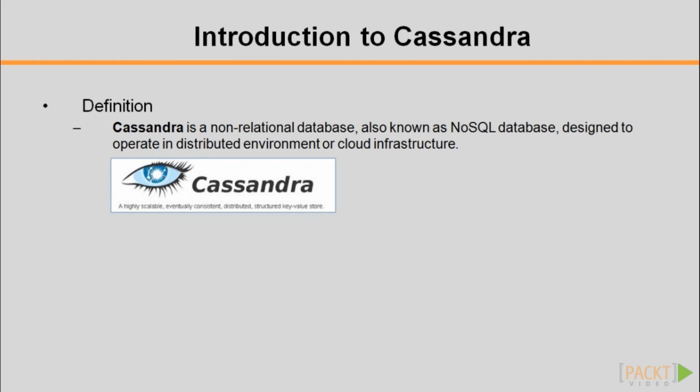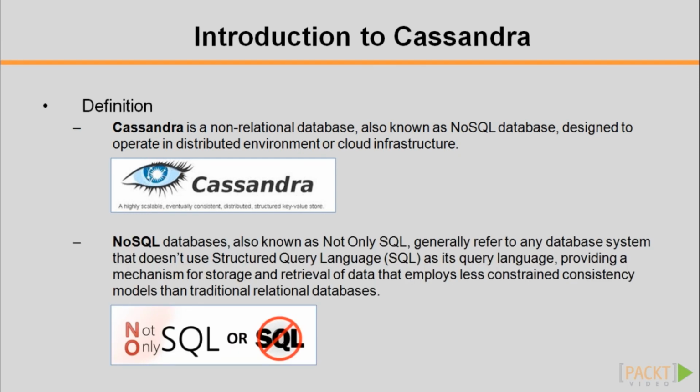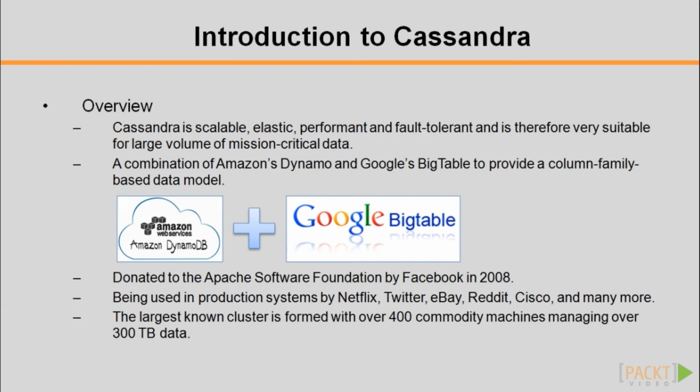First, some definitions. Cassandra is a non-relational database, also known as a NoSQL database, designed to operate in a distributed environment or cloud infrastructure. NoSQL databases, also known as "not only SQL," generally refer to any database system that doesn't use structured query language, SQL, as its query language, providing a mechanism for storage and retrieval of data that employs less constrained consistency models than traditional relational databases. Cassandra is scalable, elastic, performant, and fault-tolerant, and is therefore very suitable for a large volume of mission-critical data, depending on what hardware configuration you're giving to it.